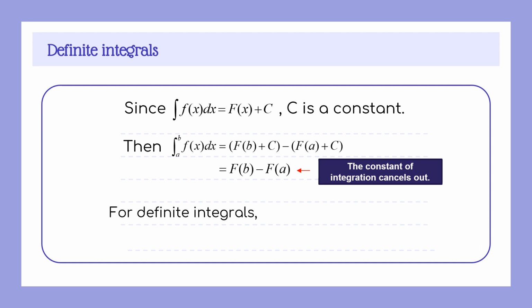Therefore, for definite integral, integrate f(x) dx from a to b, we want to evaluate this integration from a to b. So, then we get F(b) minus F(a). So, kita gantikan upper limit dulu, tolak dengan lower limit.